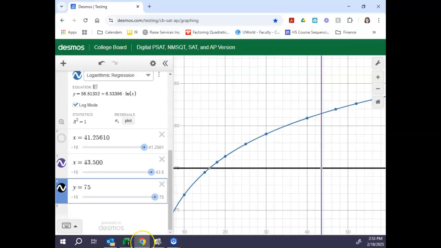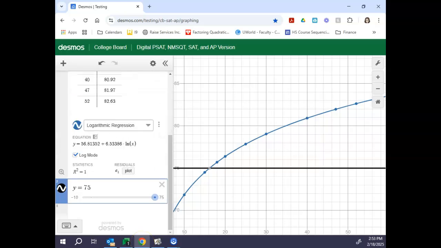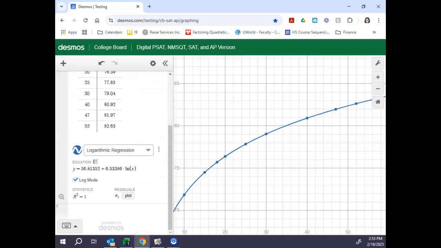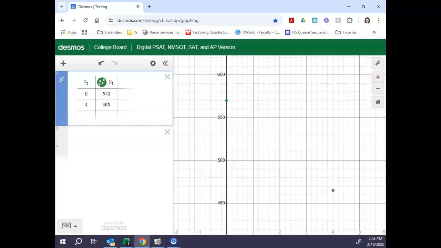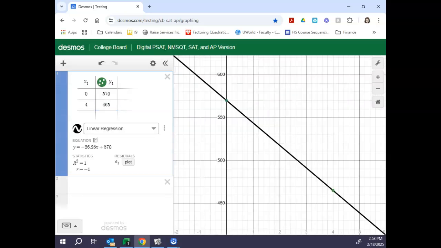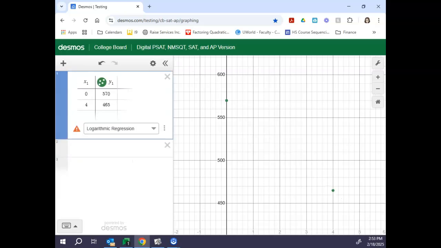So I'm going to come in here. I'm going to clear out all this mess. Always start from scratch. All right, I'm going to put in my two ordered pairs into my little table here. So I have 0 and 4, and I have 570 and 465. I'm going to zoom. I'm going to regress. I want logarithmic regression.